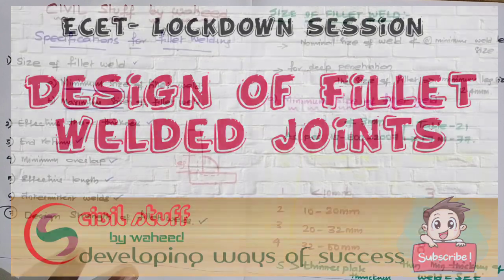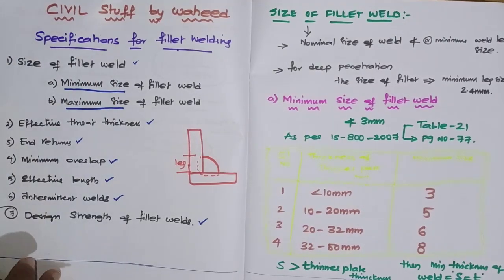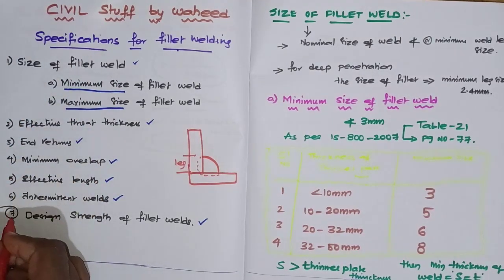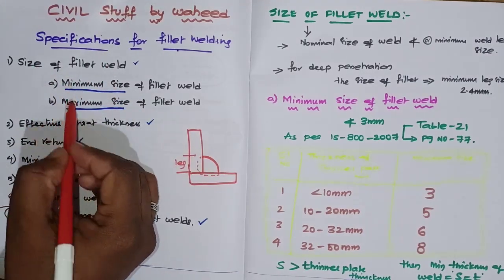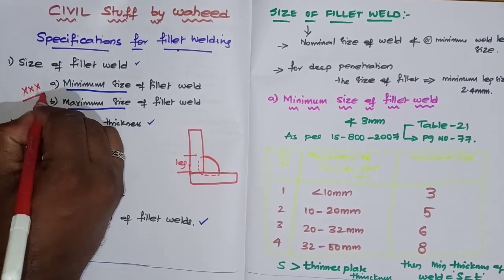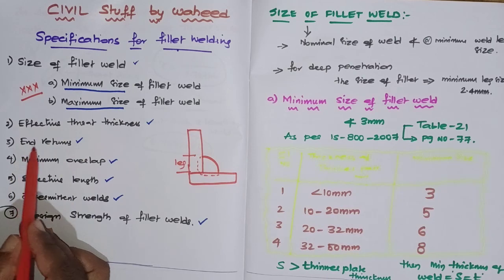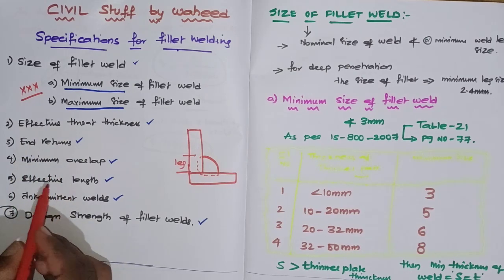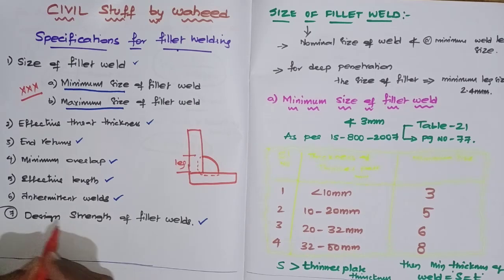And coming to the specifications for welded joints, especially fillet welded joints, they will have 7 items. We'll see one over the other, that is the size of the fillet weld. Under that you will have 2 categories: the minimum and the maximum. This is very important from the exam point of view. And next, effective throat thickness, end returns, minimum overlap length, effective length, intermittent welds, and design strength of fillet welds.